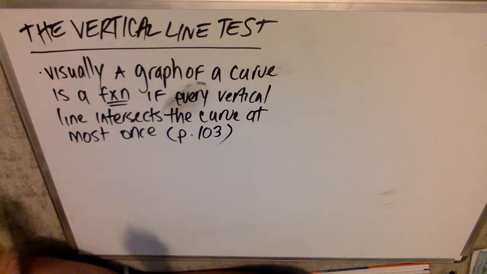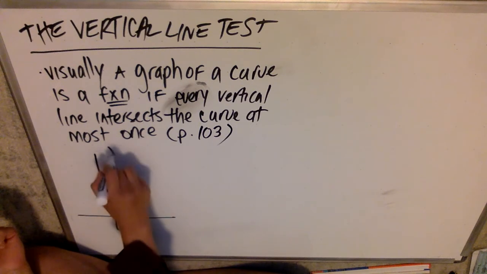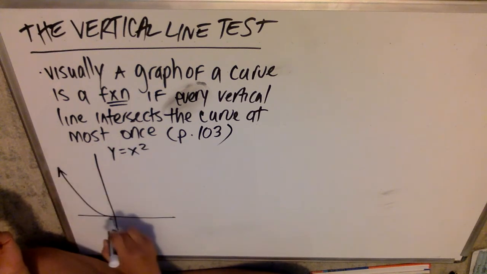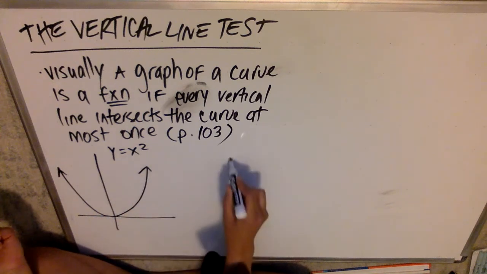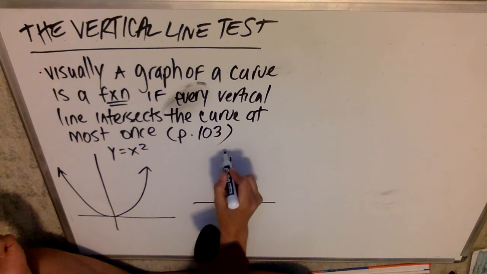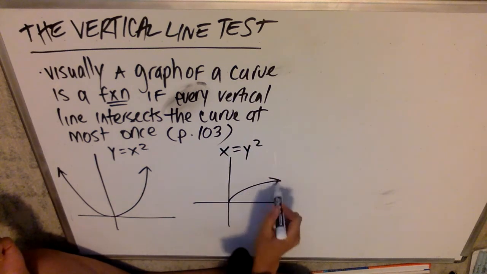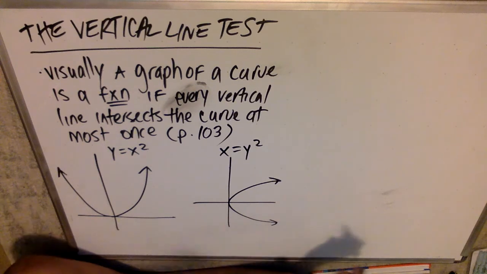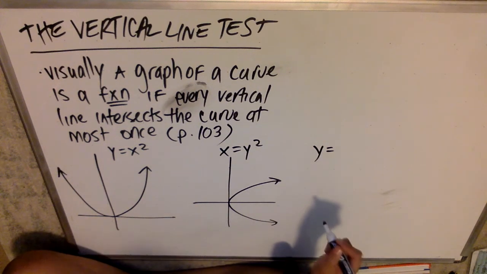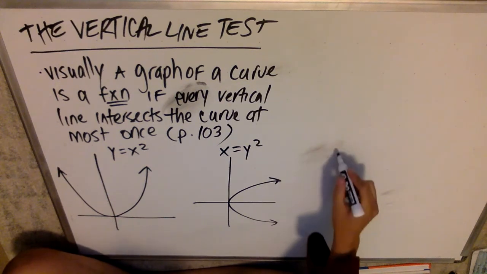So here's what we mean. This is y equals x squared. This is x equals y squared. This is y equals, it doesn't matter. I'm going to make up a fake curve.